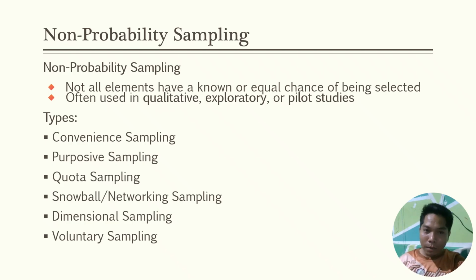When you say convenience sampling, it means whoever's available. During the conduct of your qualitative research, for example, whoever's available and convenient to you, and that's the sampling technique you will be using: convenience sampling. You also have purposive sampling. Under this, participants are selected based on specific traits.